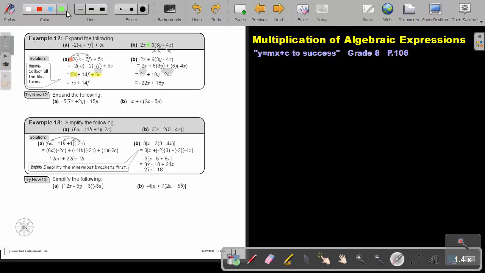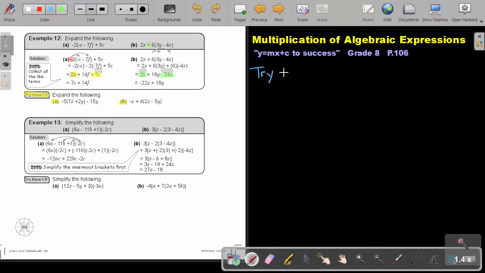Now again, my like terms. Let's just find our like terms. If I look, there's 2x and there is negative 24x. So 2 minus 24, the signs are different. What do we do? I subtract and I take the sign of the biggest number, which was negative. So it's negative 22x and I just rewrite the plus 18y. Okay, I want you to stop the video and I want you to do 2a and b. And as soon as you are finished, you can continue with the video.